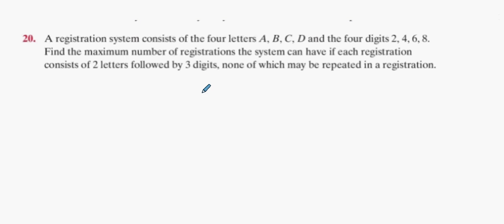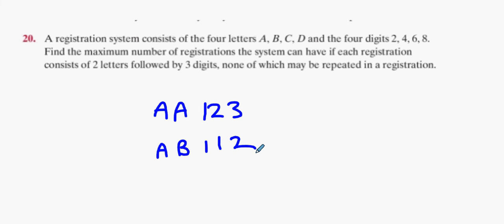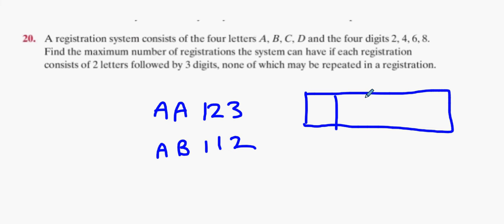So am I allowed to do this? Is that a valid registration? No. Is this a valid registration? Everything has to be different, right? So now what we can do is lock it into five different parts. So I'll probably do it like this: 1, 2, 3, 4, 5.